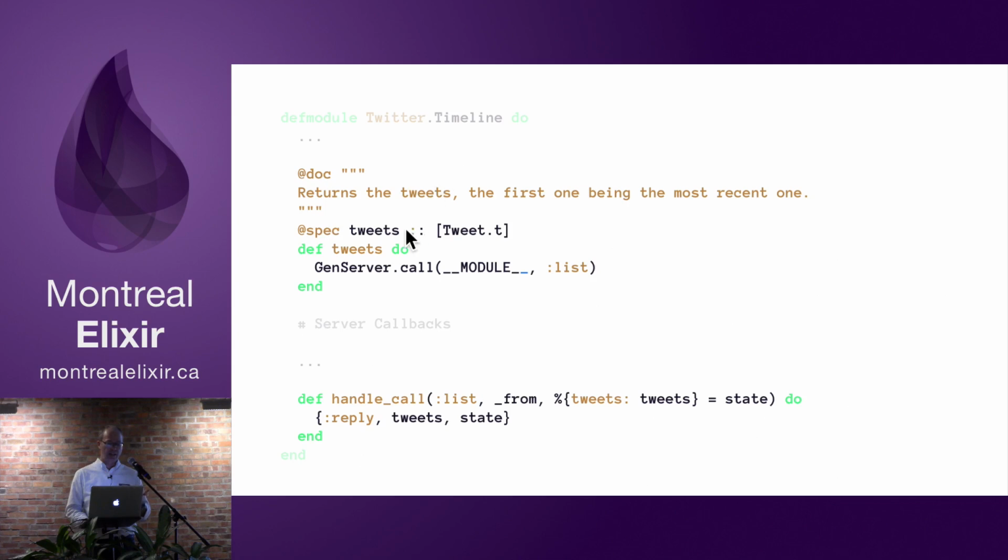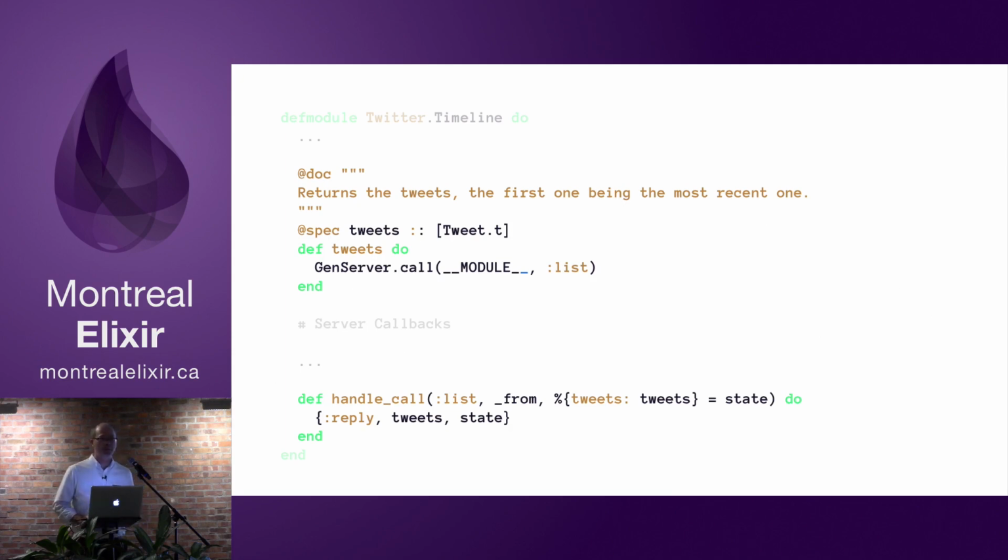We are adding two functions. This is the public interface of the timeline, so it's the tweets function. And this calls a callback within the Gen server process. So this is a very simple list function. So we're just going to pattern match on the state, get the tweets, and return the tweets. All right, so that's one of the simplest callbacks you can implement for a Gen server.